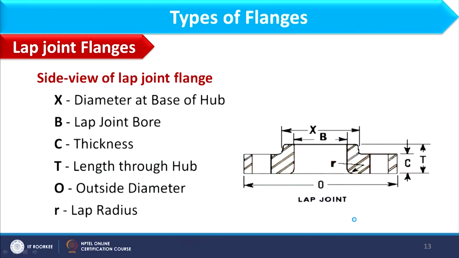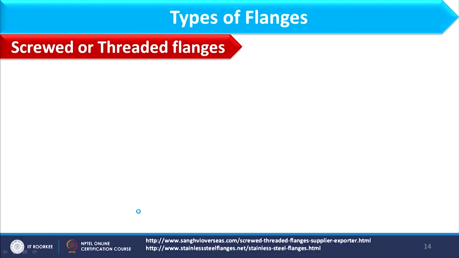Here we have the side view where different parameters are there, and apart from all these parameters we have this knuckle part, or this round section also. Because of this round section, the lap as well as the plate of the flange can be connected nicely, which is also called the lap radius. Now we have screwed or threaded flanges.